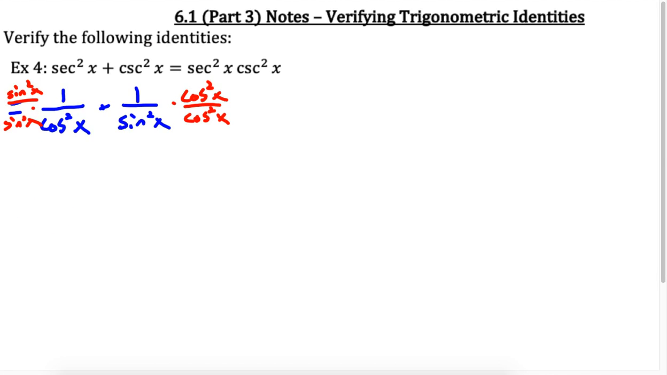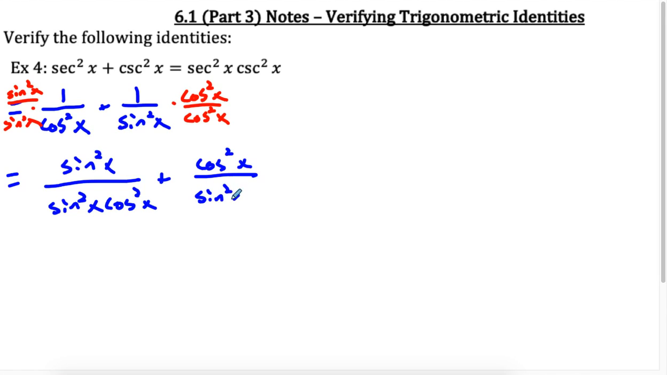So we are going to end up with sine squared of x over sine squared of x times cosine squared of x plus cosine squared of x over sine squared of x cosine squared of x. So now, if I add these together, I can see in my numerator I'm going to have sine squared plus cosine squared. Yet again, that Pythagorean identity shows up. Sine squared plus cosine squared is just going to be equal to 1. Then my denominator, sine squared times cosine squared.